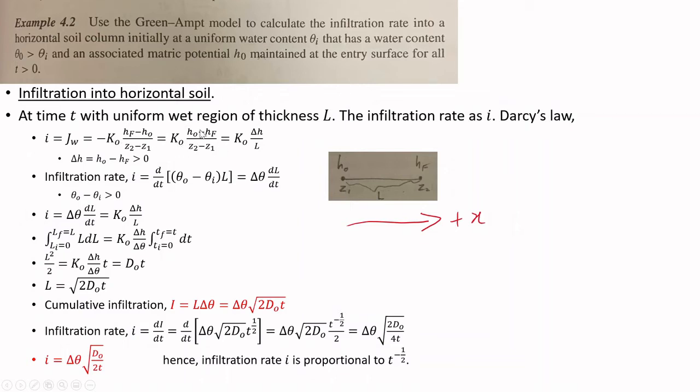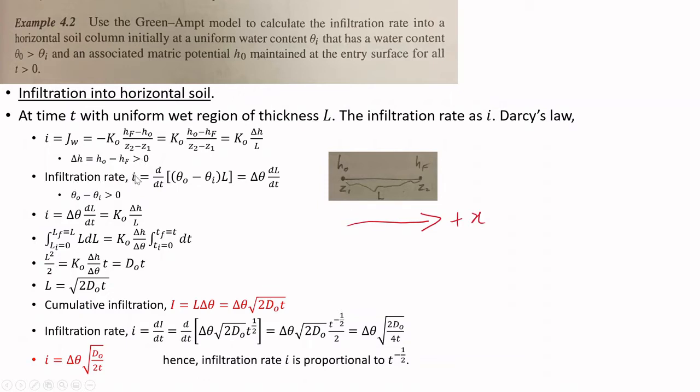We can rearrange this equation. You will get H naught minus HF divided by Z2 minus Z1. Only the top changed, so you bring the negative value in and change the position. Now we can rewrite this whole thing as the change of head divided by L. So Z2 minus Z1 is L, and H naught minus HF is the change of head, which is greater than 0.